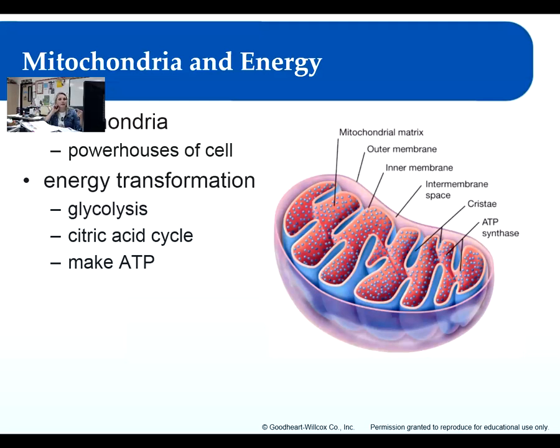You can see on this picture you've got your membranes, and then you have these little bump-looking things on the mitochondria, and those are the synthase. Remember, -ase means it's an enzyme. So ATP synthase would be an enzyme that actually makes ATP. Okay.